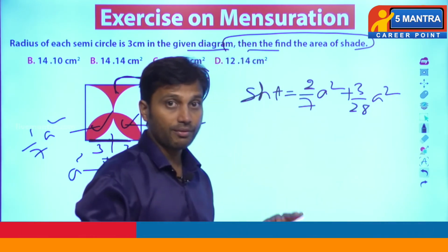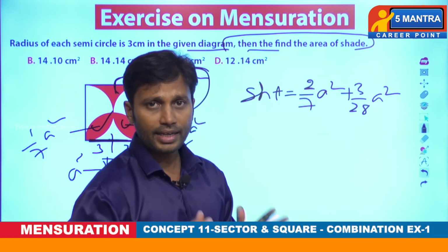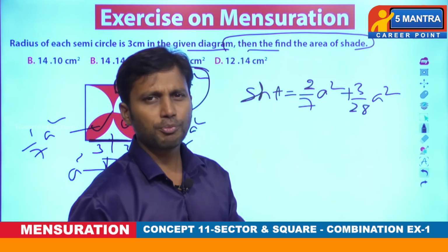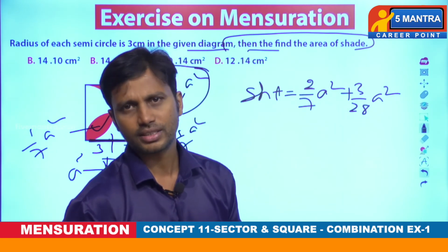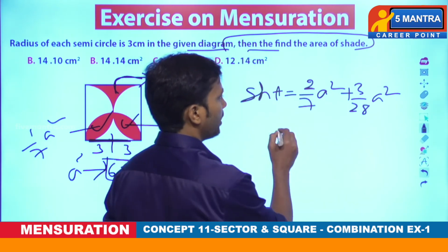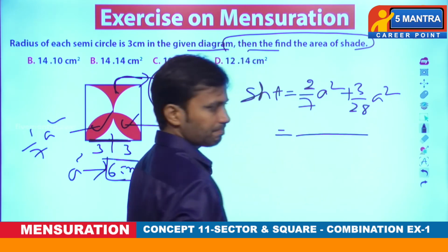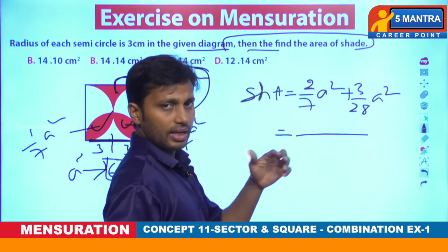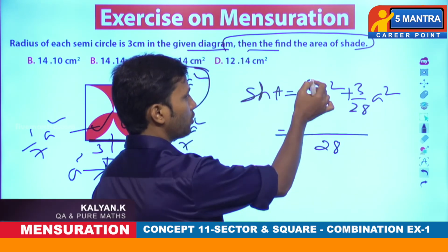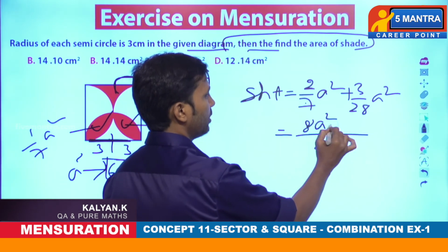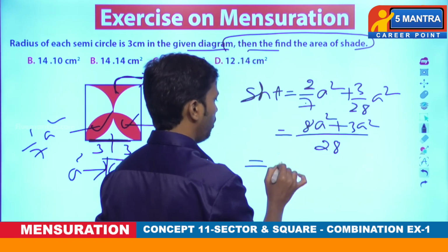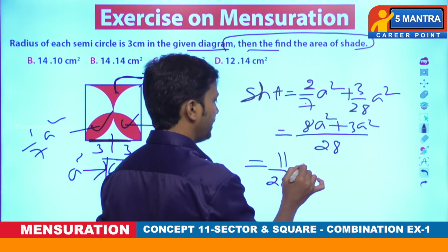Guys, I haven't put the value of A in the beginning. At the end of the simplification, I'll put the value of the side directly. If you put that in the beginning, it will take huge calculation, which may waste your time also. Time and clarity will be missed. So first we do this. What is the LCM for this? 28, or not? The LCM of 7 and 28 would be 28. So 7 4s are 28, 4 2s are 8 A square, and 28 1s are 28, and 1 3 is 3 A square. So that would be how much? 11 by 28 A square.